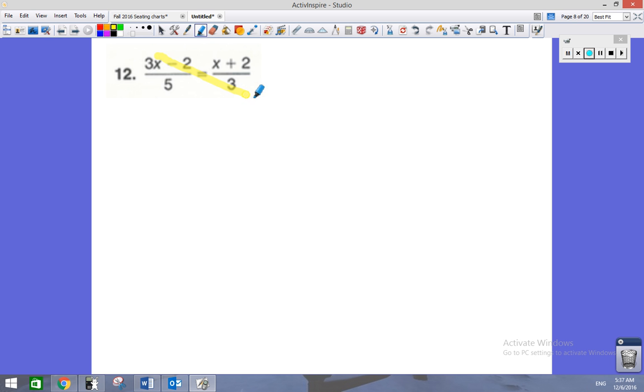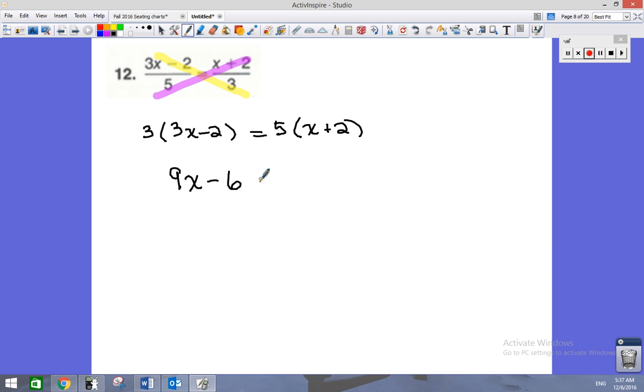If we multiply, we have the proportion, so we'll take the cross product. And if we multiply along this yellow diagonal, 3 times this binomial, 3x minus 2, 5 times this binomial, 5 times x plus 2. Multiplication distributes over addition or subtraction. 3 times this first term is 9x. 3 times this second term. And again, multiplication distributes over the addition.